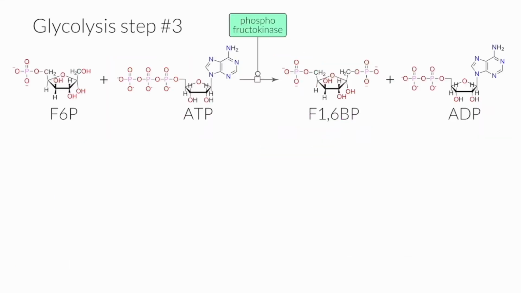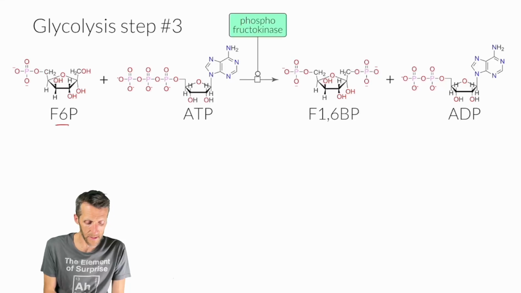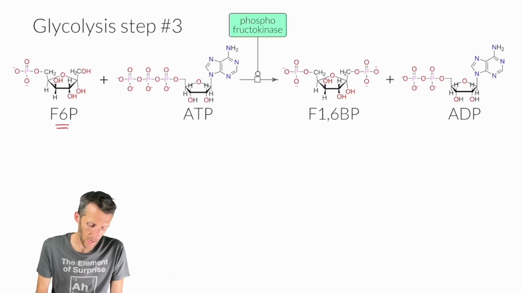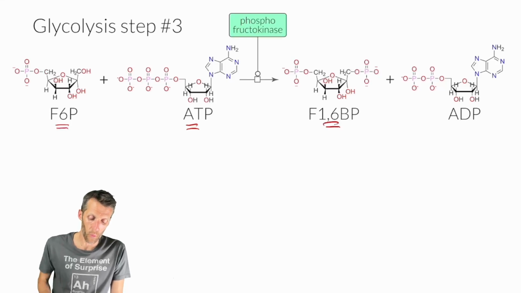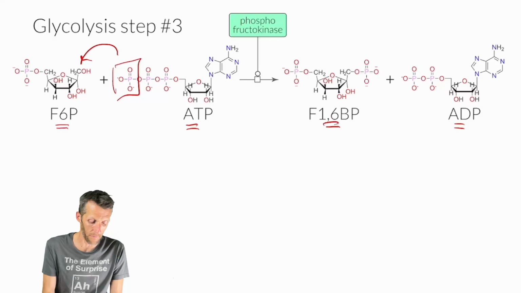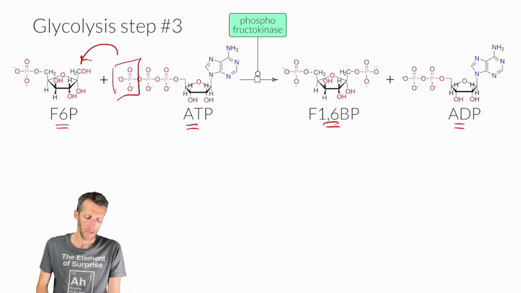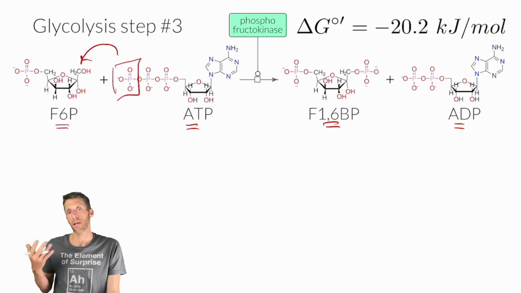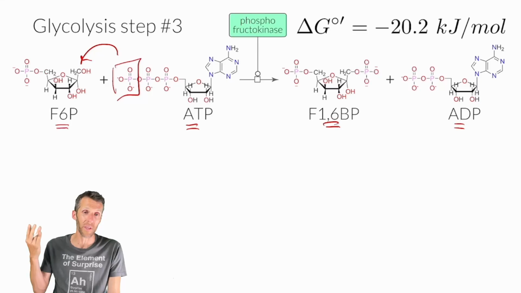All right, so why this enzyme? Let's look at this step. What I'd like to do is look at the energetics of this step. This step takes fructose 6-phosphate and an ATP molecule, and generates fructose 1,6-bisphosphate and an ADP. It takes a phosphate and sticks it onto the 6th position of the fructose. The standard state free energy for this reaction is minus 20.2 kilojoules per mole. It's very favorable because you're hydrolyzing an ATP in the process.